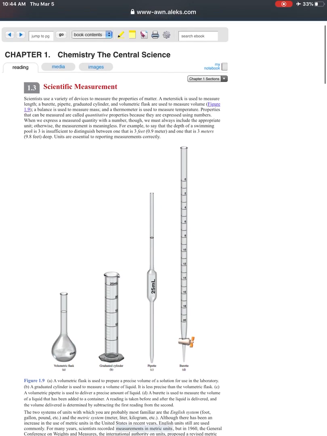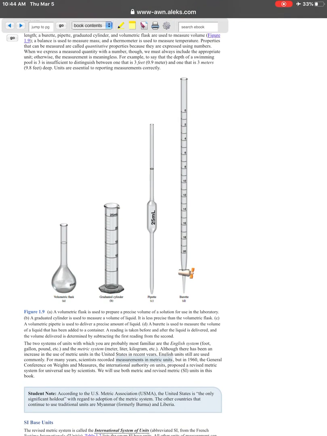So in the first picture here, the first figure, 1.9, there's a picture of four different typically used chemical glassware instruments. The one on the left, figure A, is called a volumetric flask. And we use that to measure volumes, the amount of space that something takes up, very, very accurately, typically to about 0.1% accuracy. The second one from the left, the graduated cylinder, figure B, is also made to measure things accurately, but not as much so as the volumetric flask.